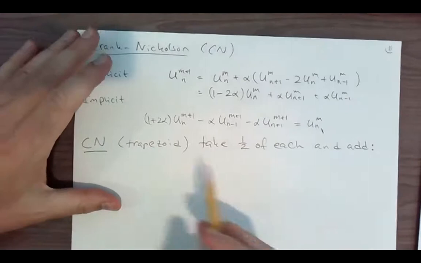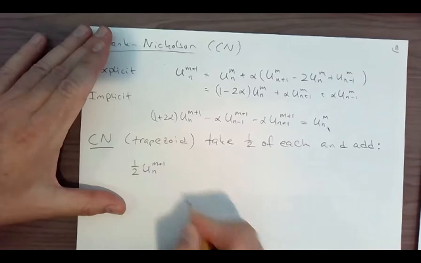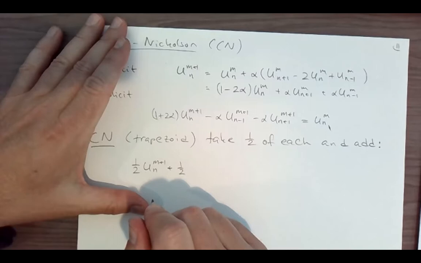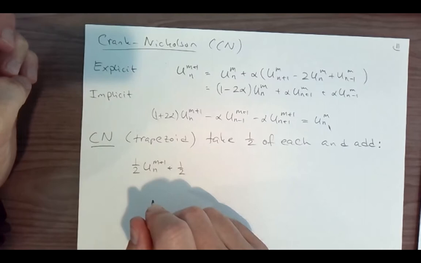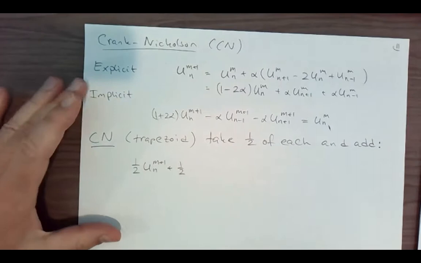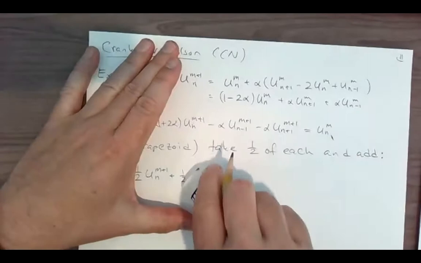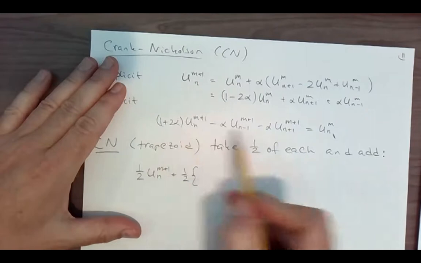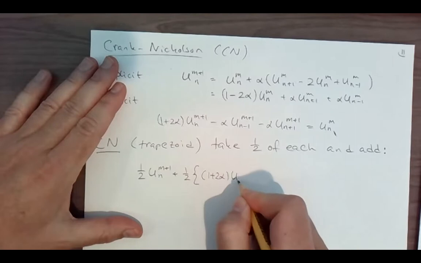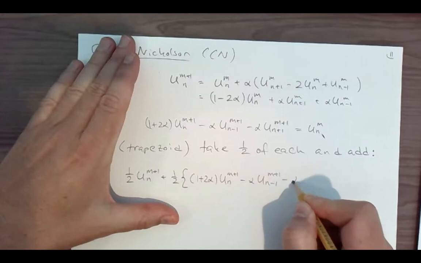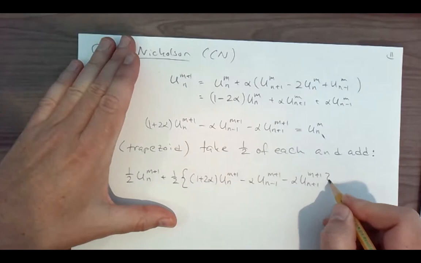So we will have 1/2 u_m^{n+1} plus 1/2 times, let's make this a big parenthesis, times this left hand side: 1 plus 2 alpha u_m^{n+1} minus alpha u_{m-1}^{n+1} minus alpha u_{m+1}^{n+1}. That was a half of each of these two.